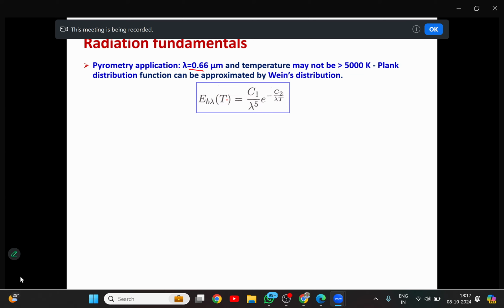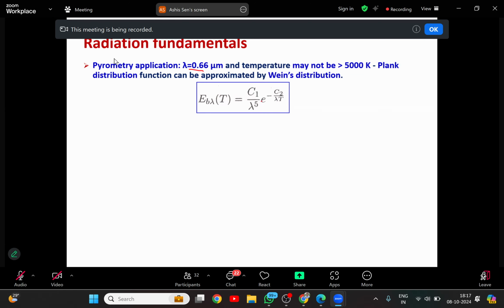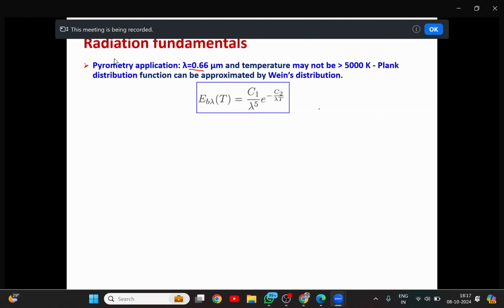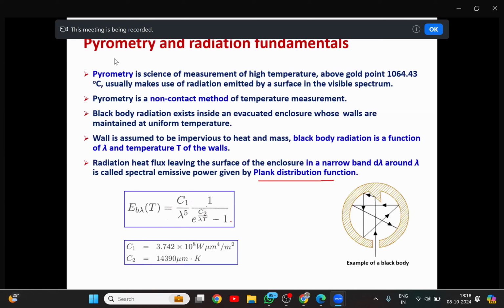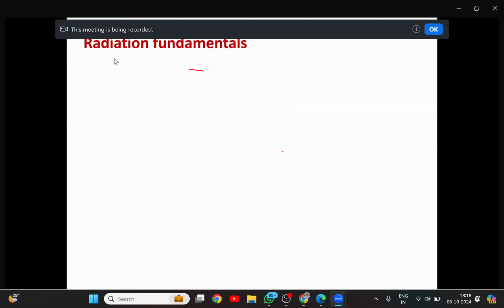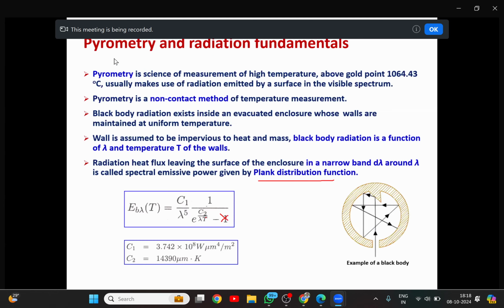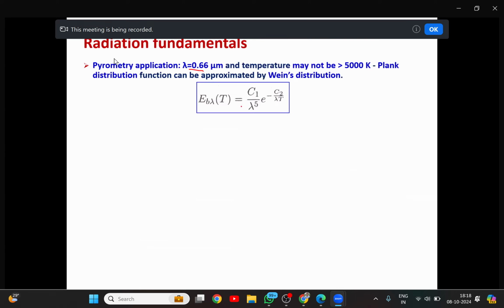E_B lambda at temperature T is basically C1 over lambda to the power 5, times e to the power minus C2 over lambda T. If you compare this with Planck's, you have neglected the 1. The exponential term is so high because C2 is very high. Lambda is around 0.66 micron, and if temperature is not very high, e to the power C2 over lambda T will be a very large quantity compared to 1. So you can neglect 1, and you basically get E_B lambda T equal to C1 over lambda to the power 5, e to the power minus C2 over lambda T.